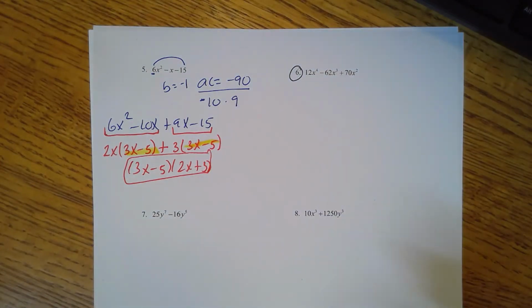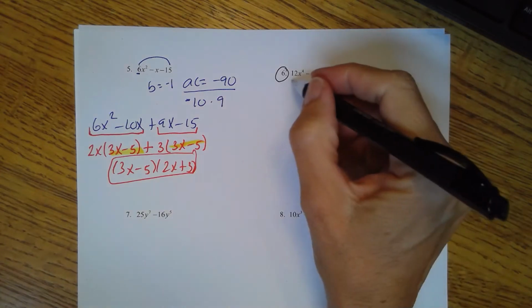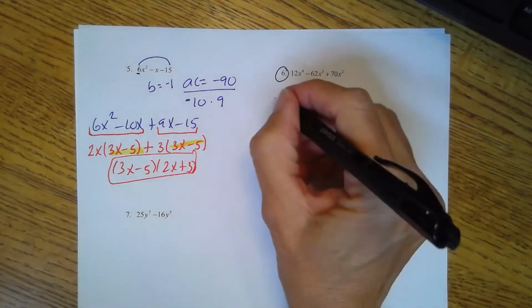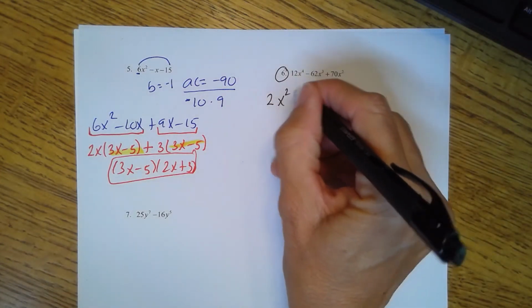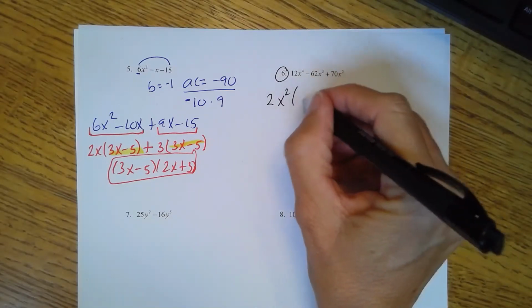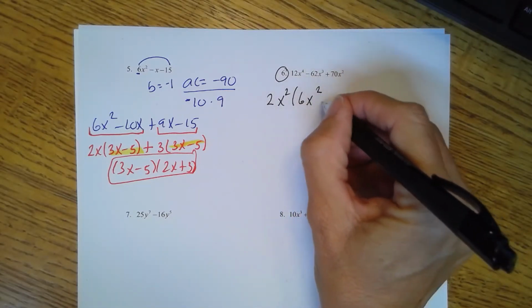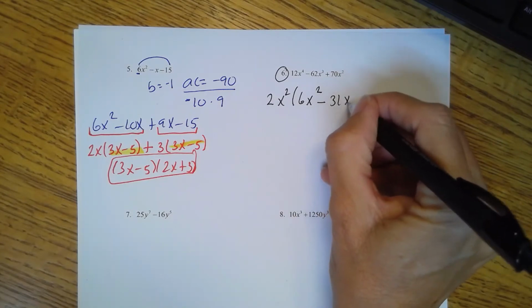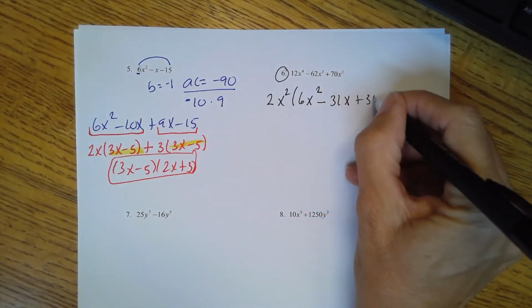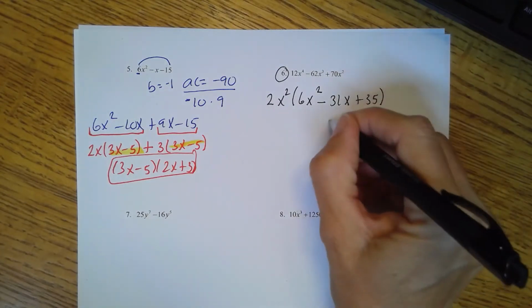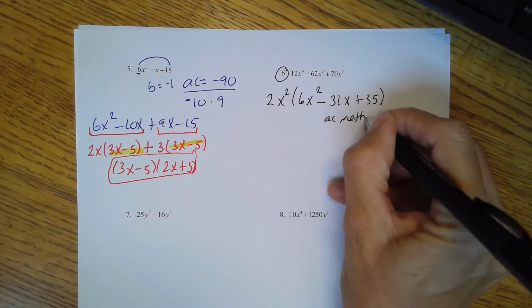So on number 6, first thing to look for is a GCF, and there is something in common in all 3 of them. There's a 2x squared in common. So if I take out a 2x squared from the first term, I'm left with 6x squared. From the second term, I'm left with a 31x, and the last term, I'm left with a 35. So now you need to do the AC method to continue.